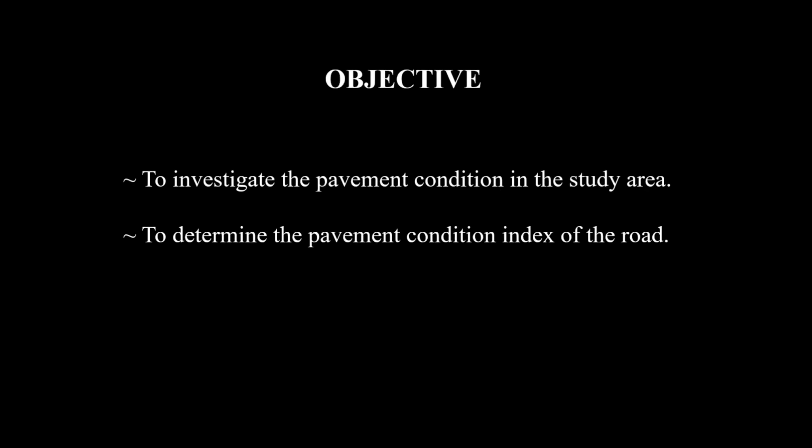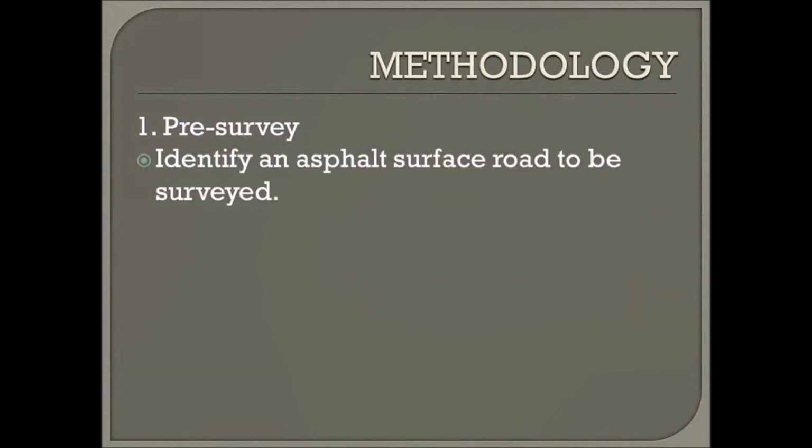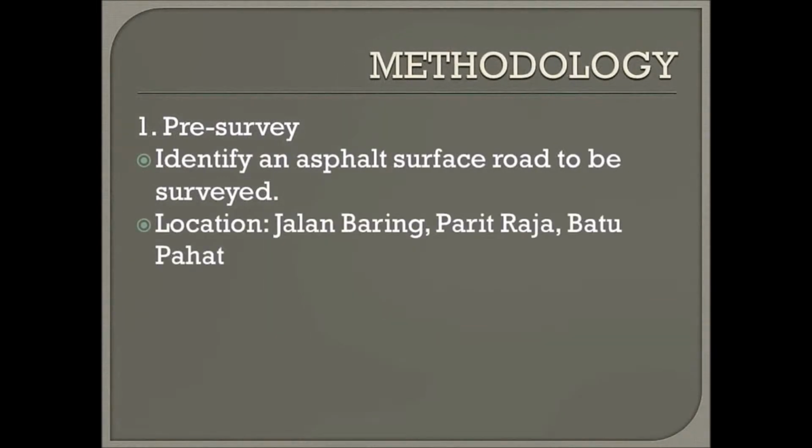Next, for the objectives of our project, the first one is to investigate the pavement condition in the study area. The second one is to determine the pavement condition index of the route. Methodology: pre-survey, identify an asphalt surface route to be surveyed. We have chosen Jalan Paring, Parit Raja, Batu Pahat to be observed. Total distance was 1 km.